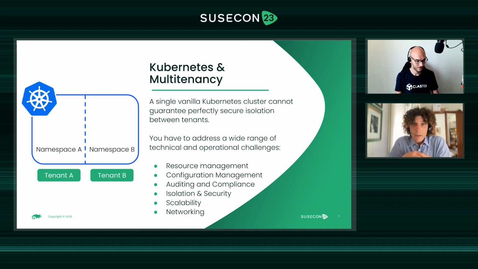Namespaces are a Kubernetes resource that is used to give different identities rights on different resources in your Kubernetes cluster. You can think that you can split your Kubernetes cluster in different namespaces, and you give each tenant different rights on different namespaces.